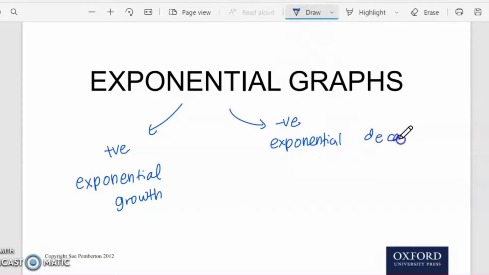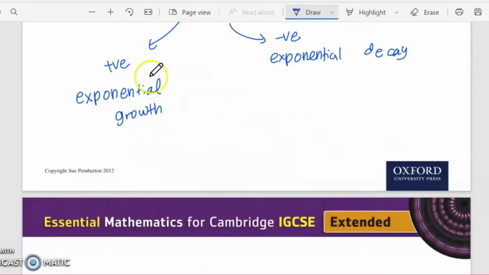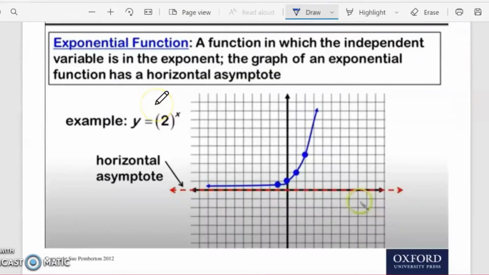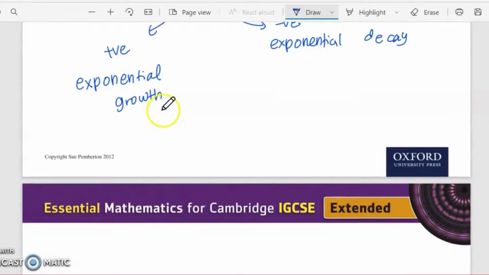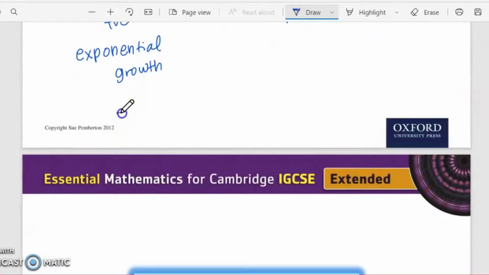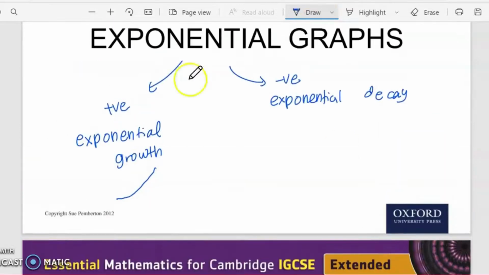Okay, it decreases. So for positive exponential, it will go upward. Okay, so roughly the shape of it looks like this for the positive. Okay, and then for the negative it looks like this. Okay, actually at a glance it is more or less like the reciprocal, but it only has one part.